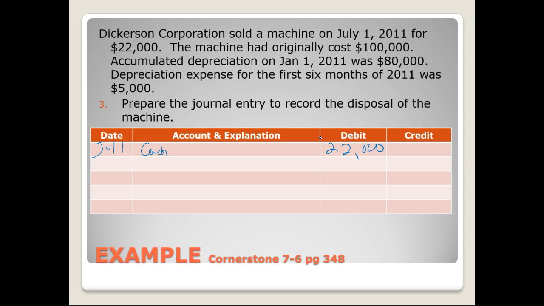What else do they need to take care of? Well, we said we need to get this machine off the books. It's no longer going to be owned by Dickerson Corporation, which means we need to take care of getting rid of it off the asset value.